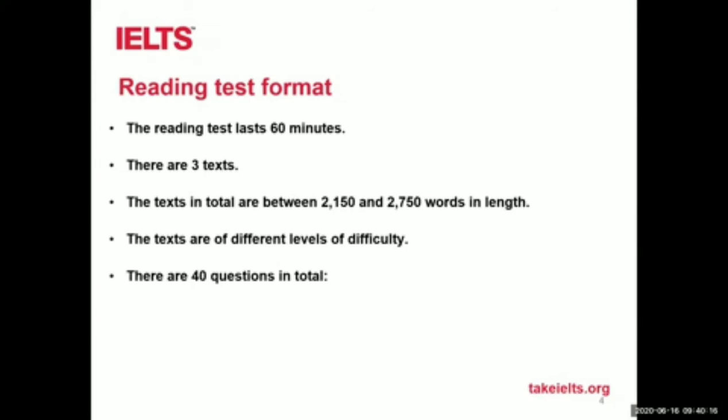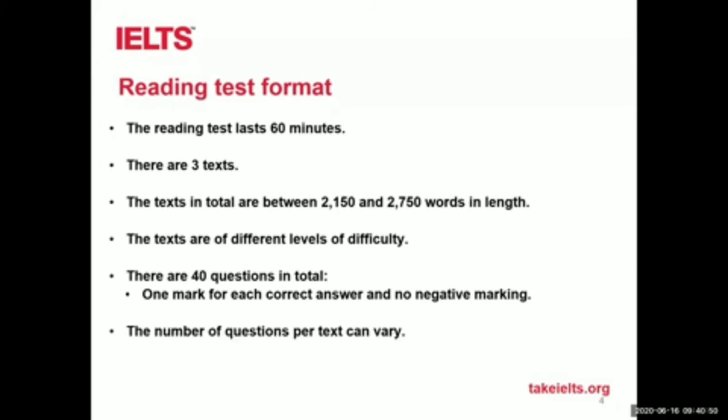Okay, marking. You get 1 mark for each correct answer, and there's no negative marking. What this means, and often test takers misunderstand this, is if you don't know an answer, you can always guess. It means that if you leave a blank unanswered, it will be marked wrong, without getting a mark. Whereas if you guess, you stand a chance of being right. If you get an answer wrong, you will not be marked down for it. As I said just now, the numbers of questions per text can vary, but there will always be 40 in total.